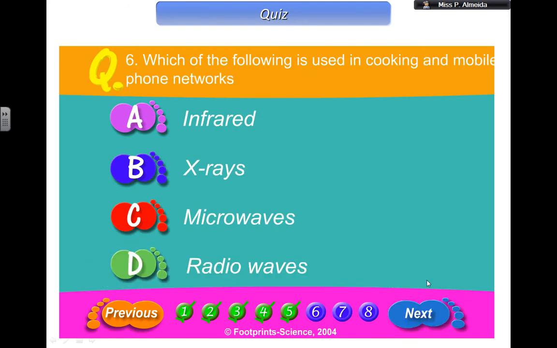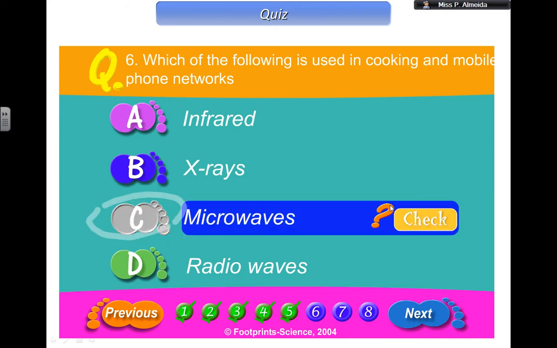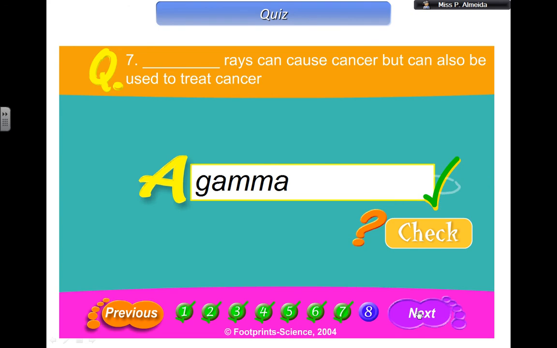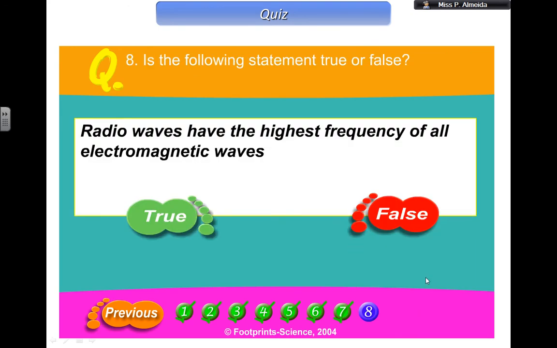More exercises. Which of the following is used in cooking and mobile phone networks? So that's going to be the microwaves. Something rays can cause cancer, but also can be used to treat cancer. So that's the gamma rays. Whenever you have these exercises, don't look at the options straight away. See if you know the answer in order not to get influenced by the options.